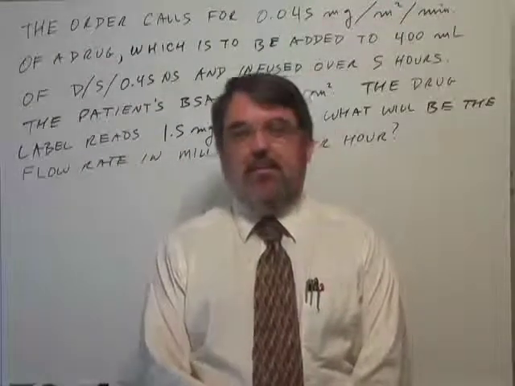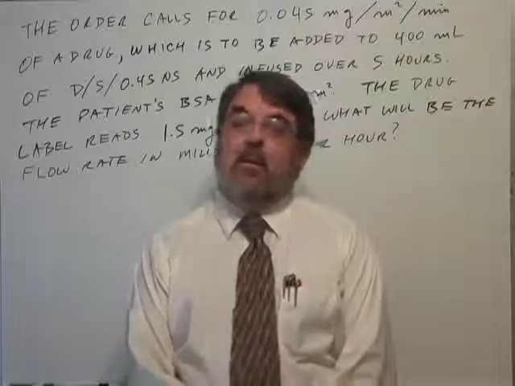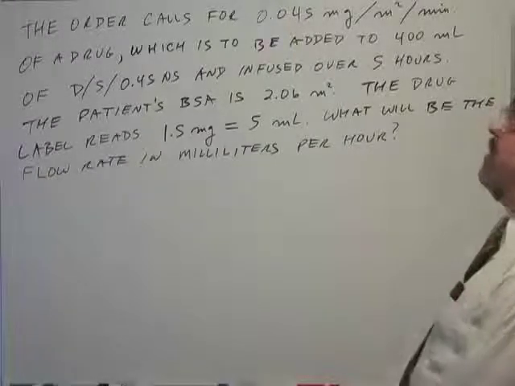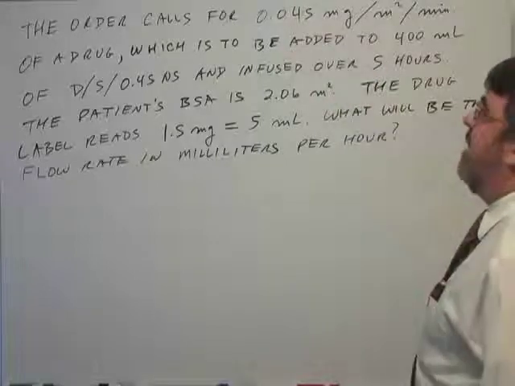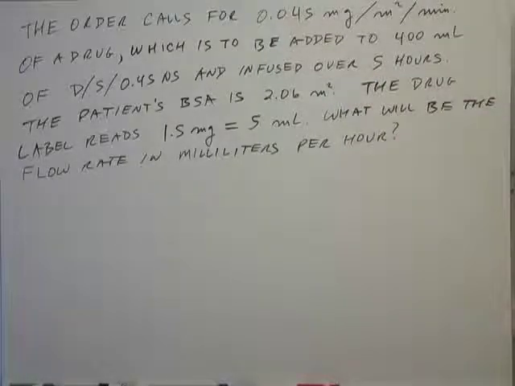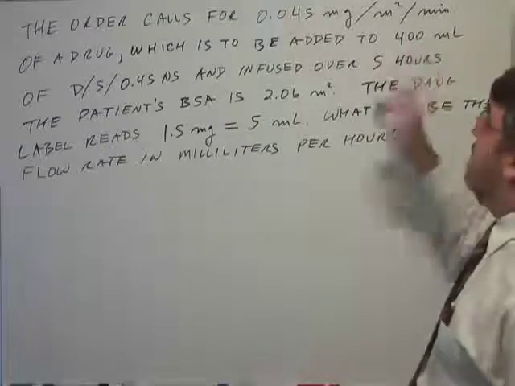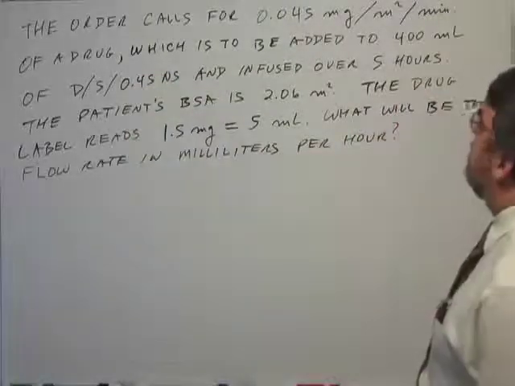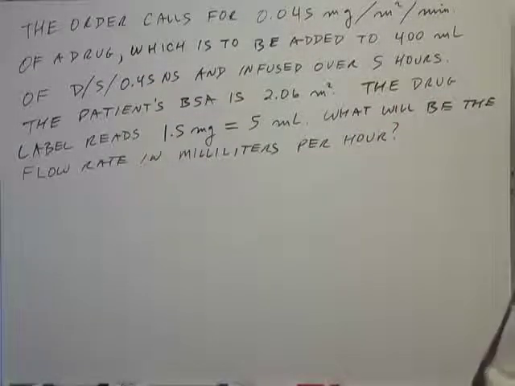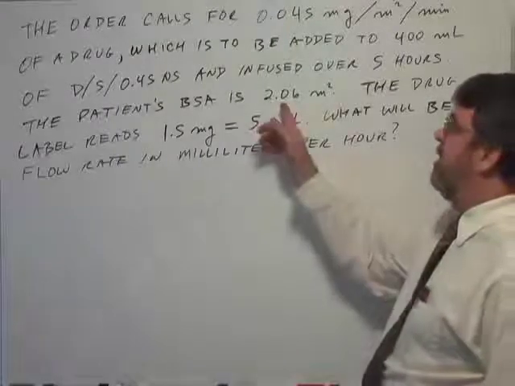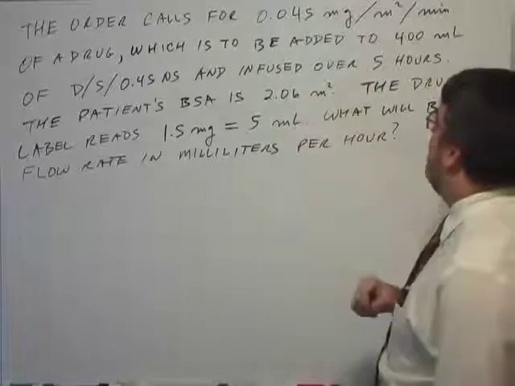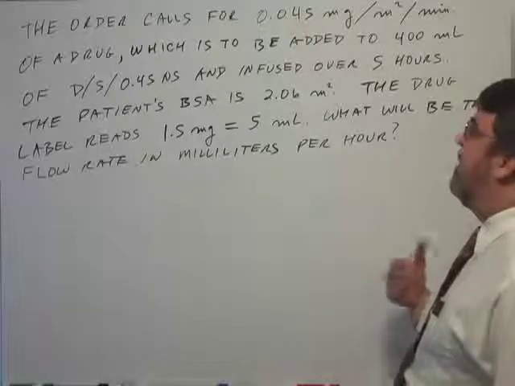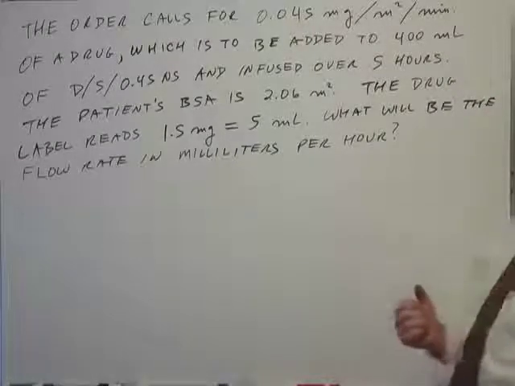Well, we can't leave this chapter without using body surface area, and this is a pretty good problem with a lot of stuff in it. The order calls for 0.045 milligrams per square meter per minute of a drug, which is to be added to 400 milliliters of D5 and 0.45 normal saline and infused over 5 hours. The patient's body surface area is 2.06 square meters. The drug label reads 1.5 milligrams equals 5 milliliters. What will be the flow rate in milliliters per hour?